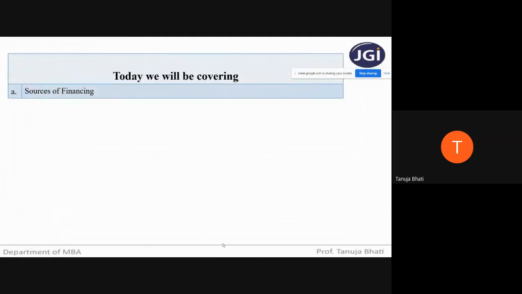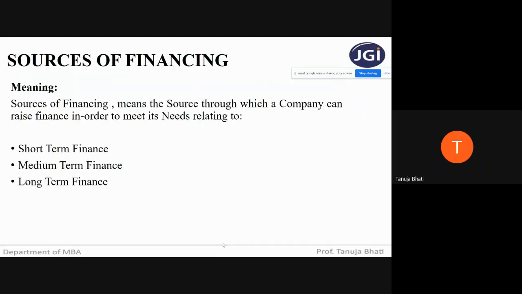So today we will be covering the different sources of financing. First of all, let us understand the meaning of sources of financing. Sources of financing means the source through which a company can raise finance in order to meet its needs. See students, every company or every unit requires finance. We have already seen in module number 1 that without finance, the company cannot run. The company may not have sufficient funds, so it has to search for certain sources through which it can get finance.